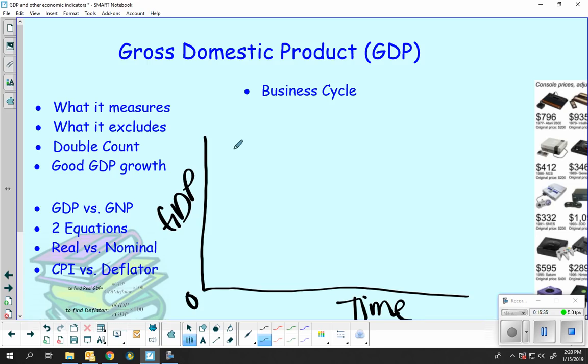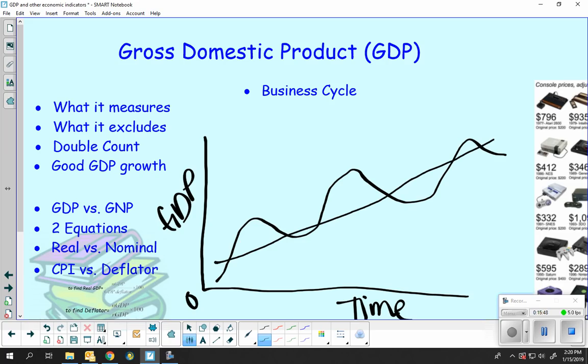Over time, our GDP fluctuates. It goes up, it goes down, it goes up, it goes down. That is GDP fluctuating. But over time, in the long run, GDP does go up. But there are short run fluctuations.